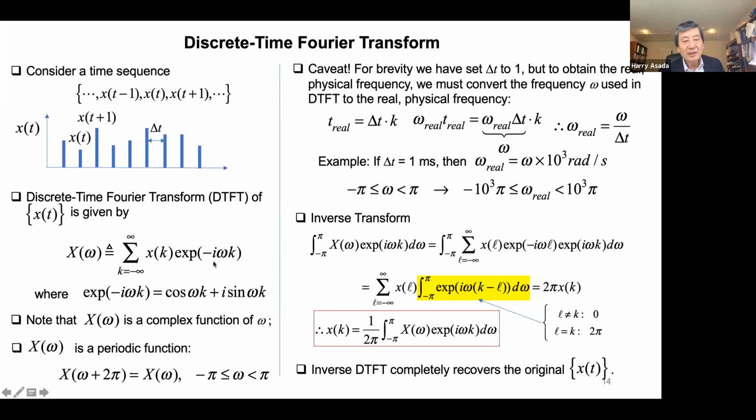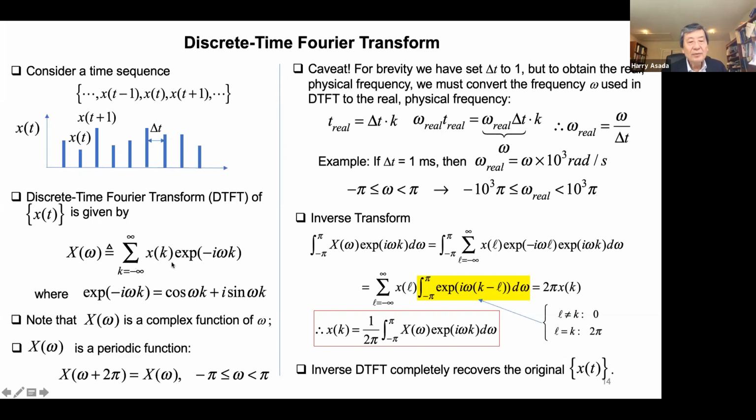Here, exponential minus i omega k is a complex number. It consists of a real part, which is cosine omega k, and the imaginary part, which is i times sine omega k. So you can think about the unit circle, and these are the two components, x and y, real and imaginary. So this Fourier transform is actually a complex function of omega.